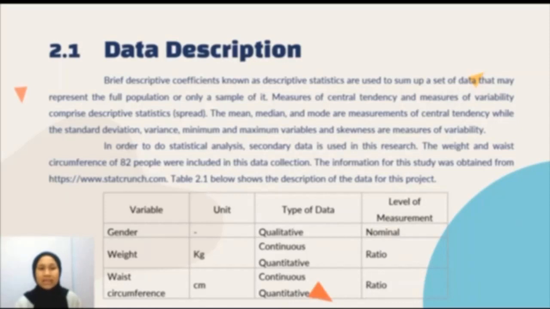In order to do statistical analysis, secondary data is used in this research. The weight and waist circumference of 82 people were included in this data collection. The information for this study was obtained from this link. Table 2.1 below shows the description of the data for this project.